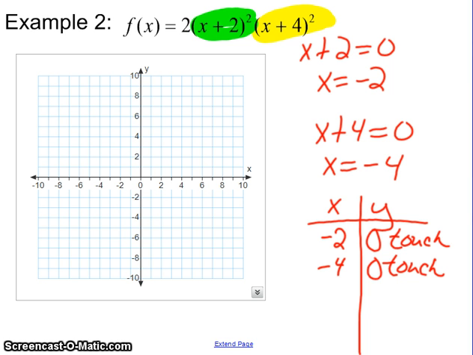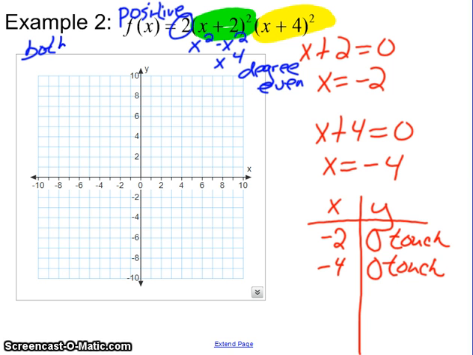All right, the degree: I've got x to the power of 2 times x to the power of 2 gives me x to the power of 4. So the degree is even. And the leading coefficient is positive. So that means degree even, leading coefficient positive, both ends up.